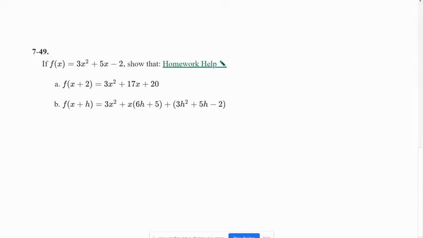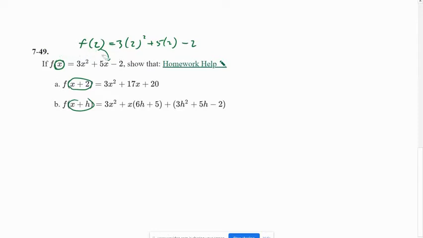In problem 7-49, they're asking us to just evaluate the function f at expressions instead of at numbers. So if I was asked to evaluate, let's say, f of 2, what would we do? Since we're replacing this x with 2, we have to replace all these x's with 2. So we would do 3 times 2 squared plus 5 times 2 minus 2. So when we replace x with a number, we replace all the x's with that same number.